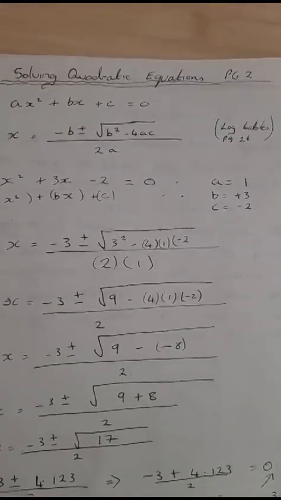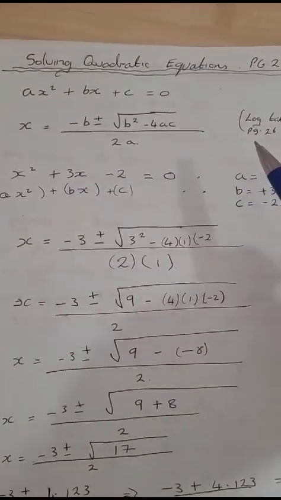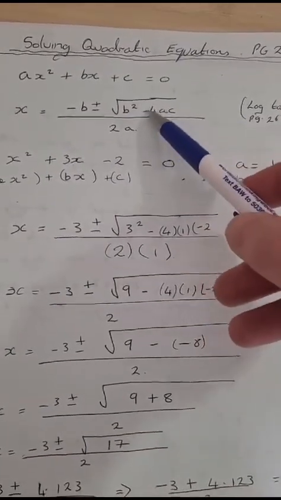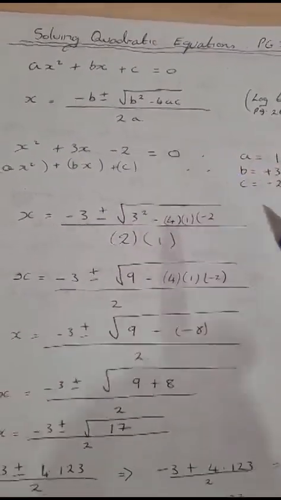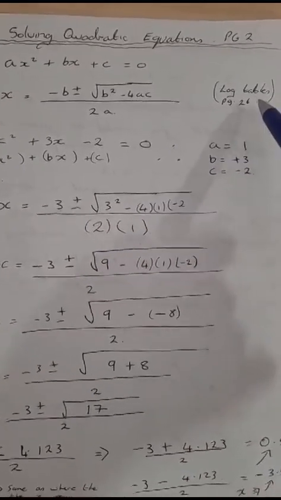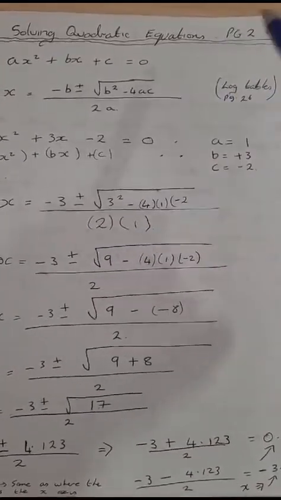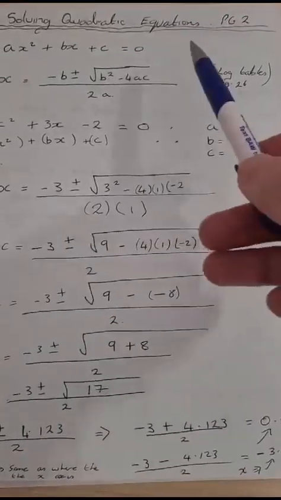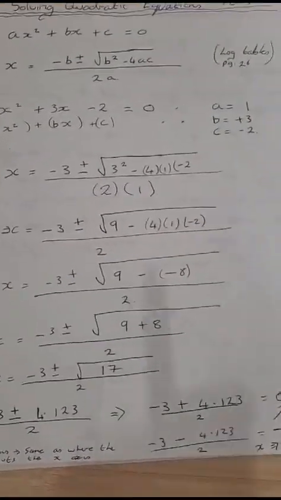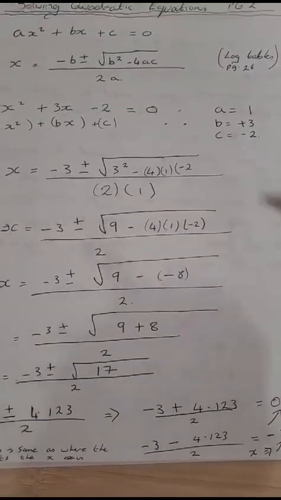So this is the quadratic formula. X is equal to minus b plus or minus the square root of b squared minus 4ac, over 2a. Apparently, check your log tables, page 26. I think you should be given this formula. You won't have to memorize it, which is a good thing. I mean, literally putting down this formula you'll get points for. Okay, so what is a, b, c, all that stuff?